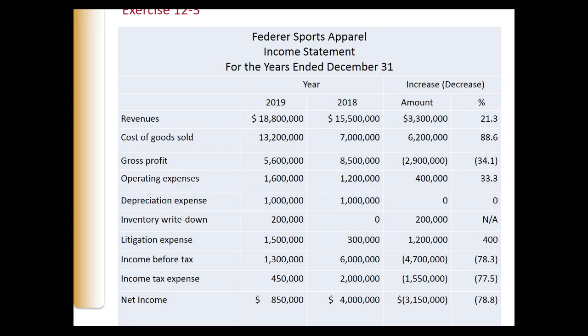The same is true with each one of these items. We are going to cost of goods sold. The increase is $6,200,000. We take the $6,200,000 divided by the $7 million, the 2018 figures, gives us an increase of 88.6%. Now, inventory write-down, we can't create a percent because 1 year is 0.